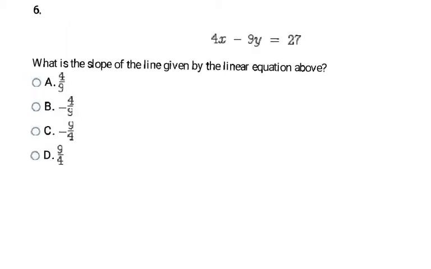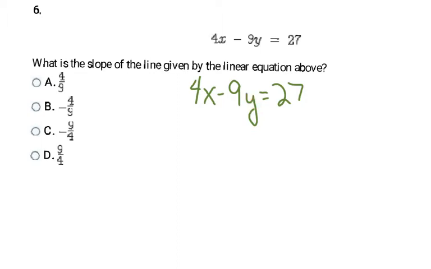This example is very similar. It's what is the slope of the line given by the linear equation above. However, this is not in y equals. So I'm going to have to rewrite this equation in slope-intercept form, meaning I need to get that y completely by itself. So I just went ahead and rewrote the equation to help us out. So I have this 4x and this minus 9 that I need to move away from the left side so that I have just y on the left.